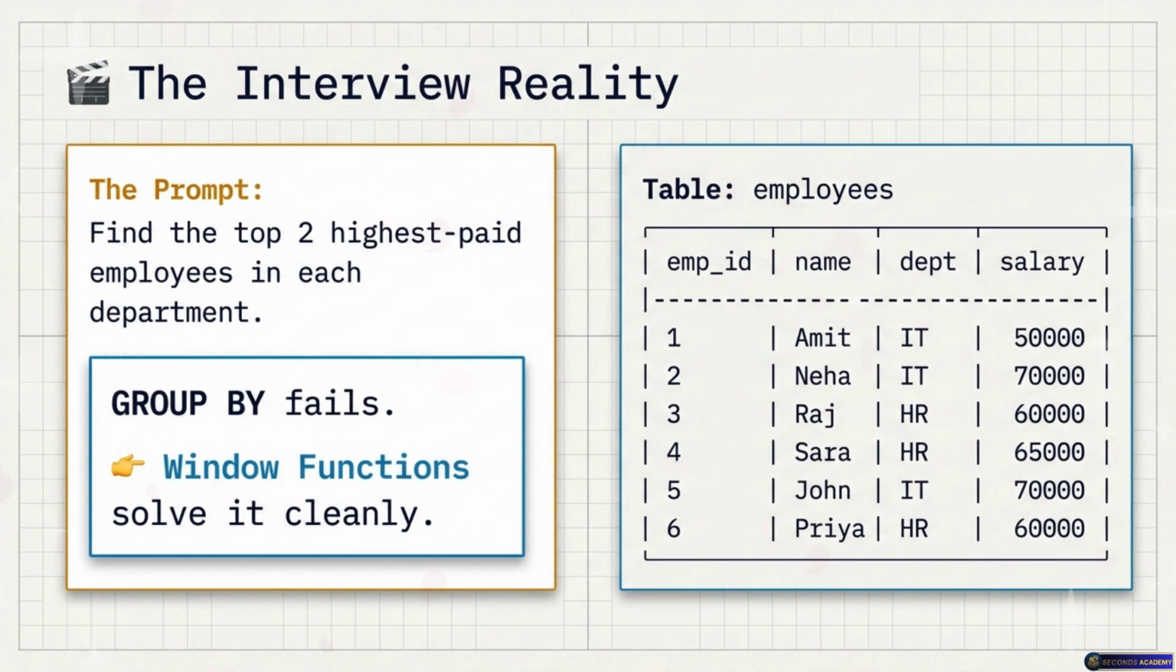Yeah, so let's rapidly lay out the data set you are staring at on the screen. You have an employees table. Okay. What are the numbers? So in the IT department, you are looking at Amit making 50K, Neha making 70K, and John also making 70K. Got it. So there is a tie in IT. Yep. And then over in the HR department, you have Raj making 60K, Sarah making 65K, and Priya making 60K.